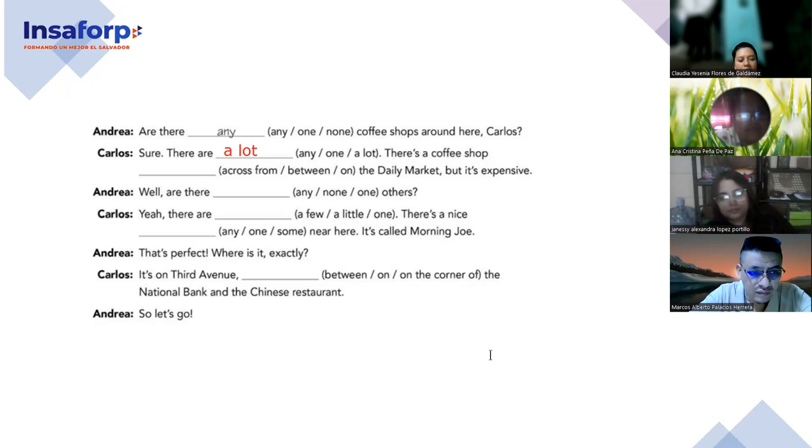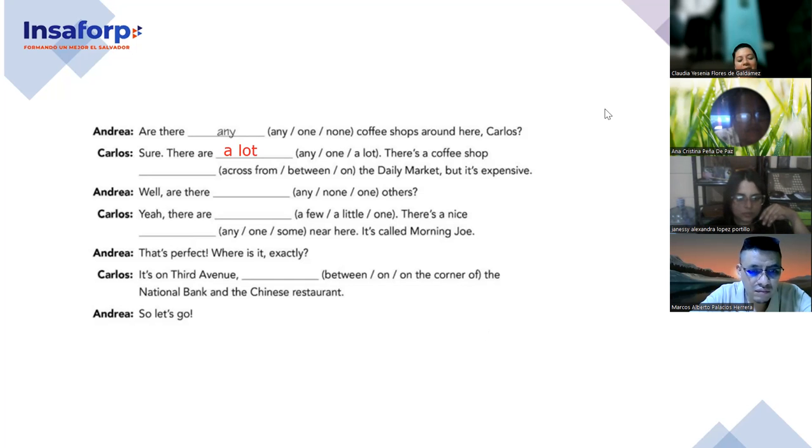There's a coffee shop. Across from, between, on the daily market. Which one is correct? On daily market. What is a daily market? ¿Qué es un market? No es mercado. Yes, very good, Genesis. That is correct. Es un mercadito, right?